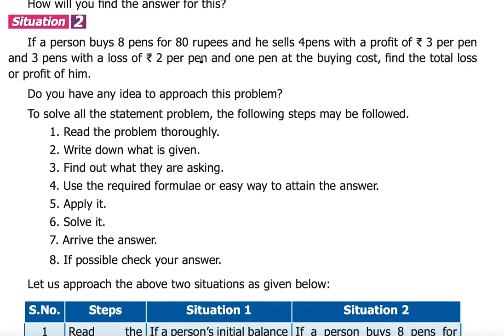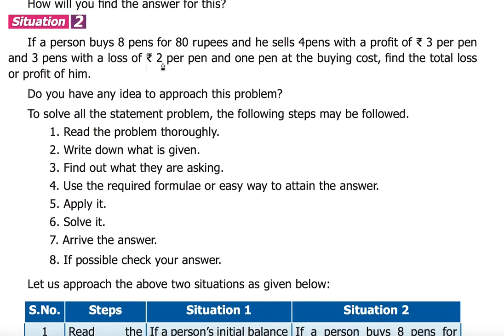1 pen cost is 10 rupees, right? He sells 4 pens with a profit of 3 rupees. That means 4 into 13. At 13 rupees those pens are sold, right? So 4 into 13 is 52. No, 42. Right?